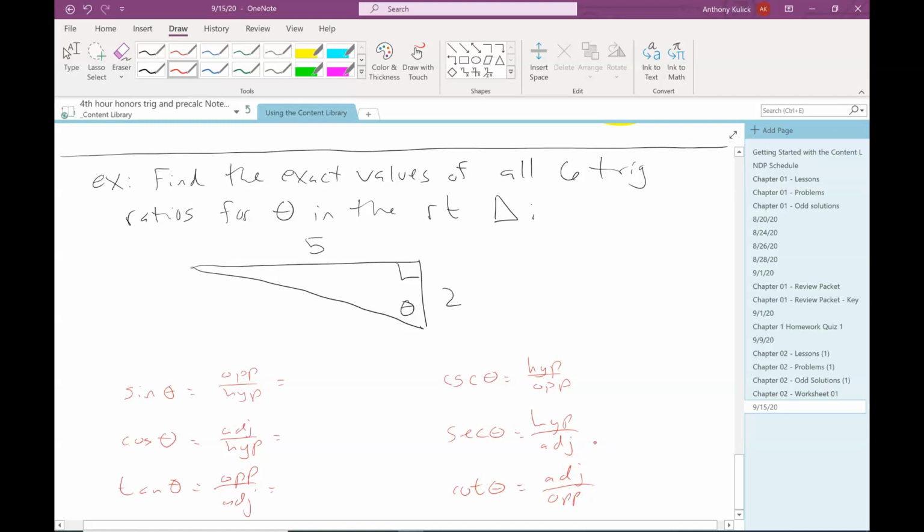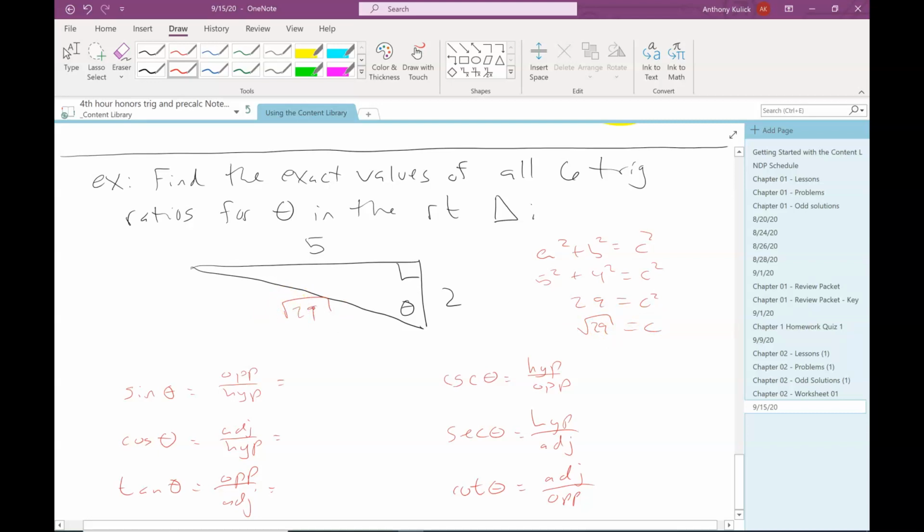So we're going to just fill in the values for these. But if I look at my triangle, it appears that something's missing, right? What am I missing? The hypotenuse. How would I have to find that? The Pythagorean theorem, a squared plus b squared is equal to c squared, where c is the hypotenuse. So 5 squared plus 2 squared is equal to c squared. So c squared is 29. So c is the square root of 29.